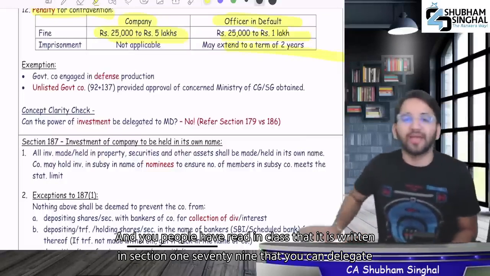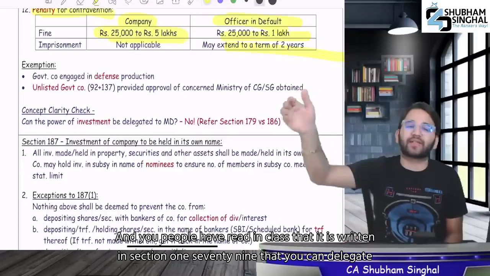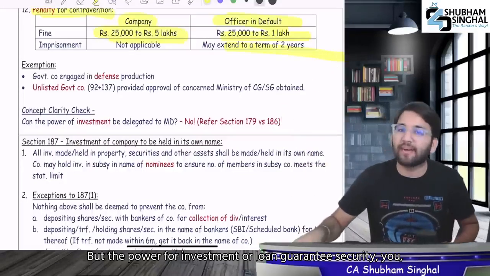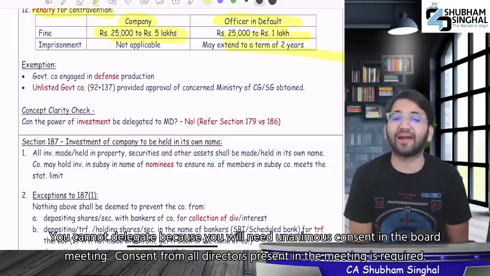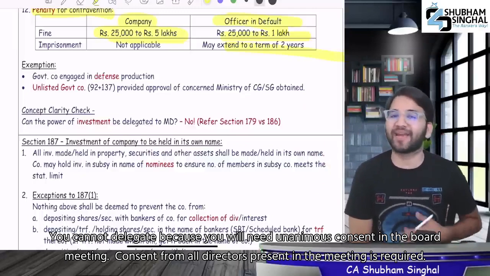You have read in class that it's written in 179 that you can delegate. But the power for investment, loan, guarantee, security, you cannot delegate because you will need unanimous consent in the board meeting. Consent from all directors present in the meeting is required.